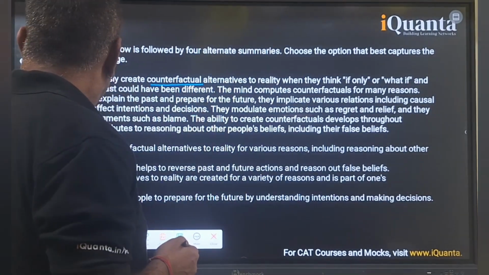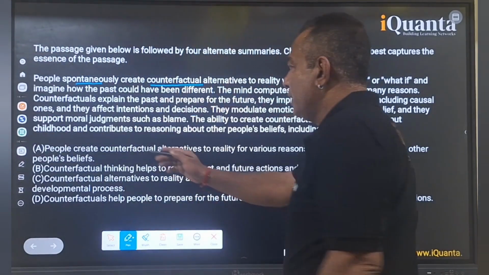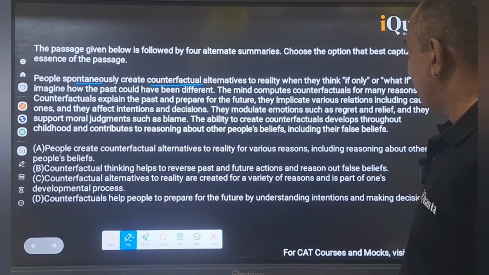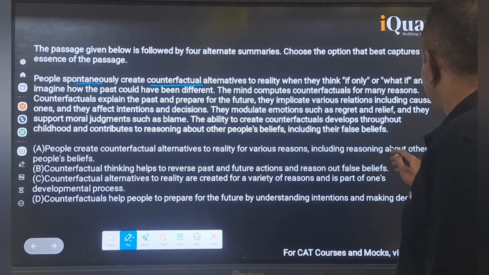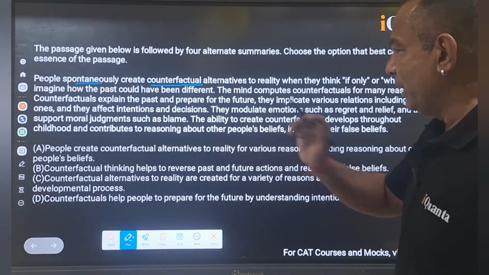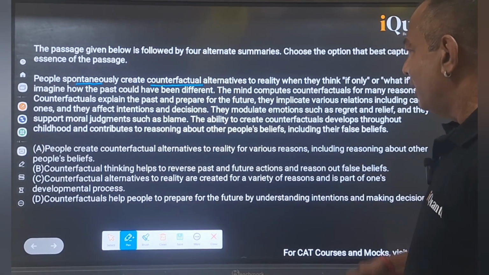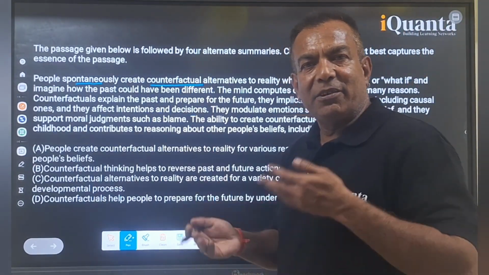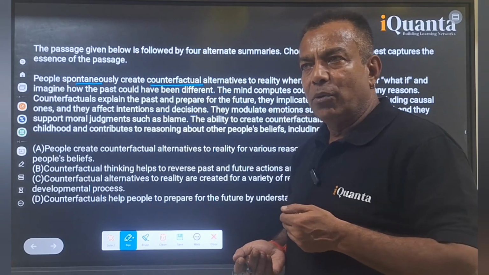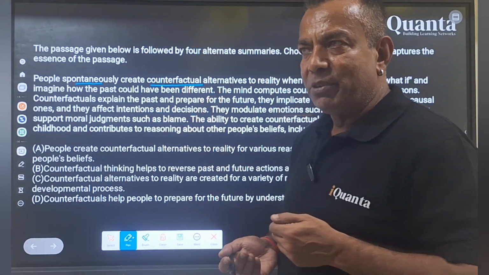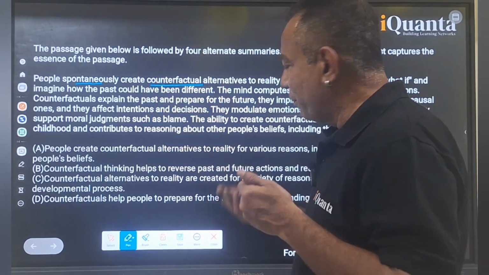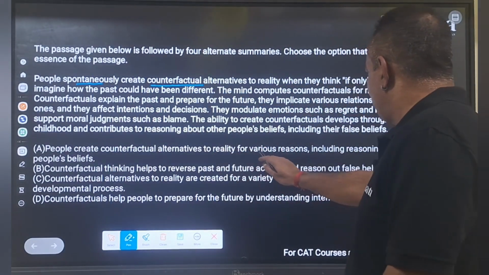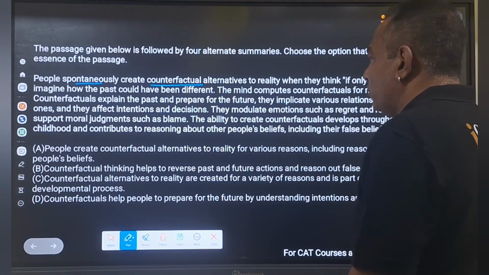Now, let's look at the summaries. One, people create counterfactual alternatives to reality for various reasons, including reasoning about other people's beliefs. That's one, where they create counterfactual alternatives, that is, something other than reality. They create their own thinking and own beliefs, which obviously are made up in their brain. Alternatives to reality for various reasons, such as reasoning about other people's beliefs.